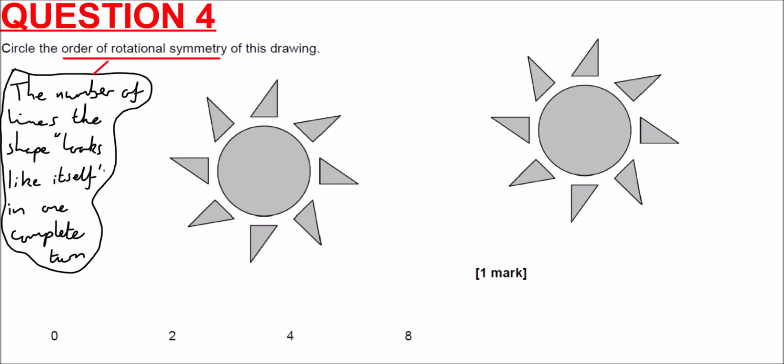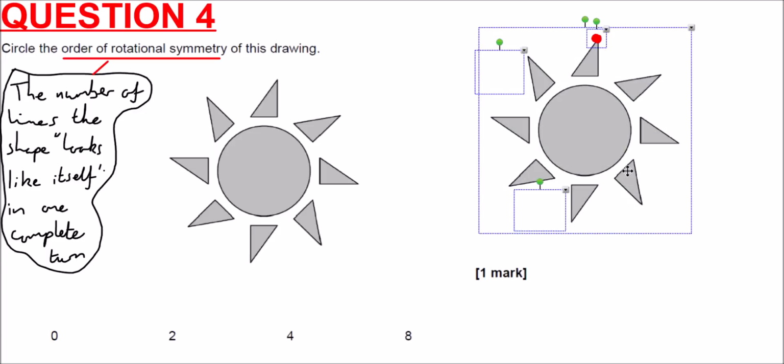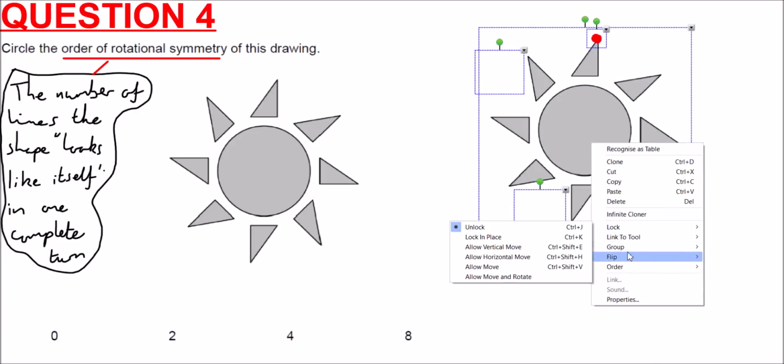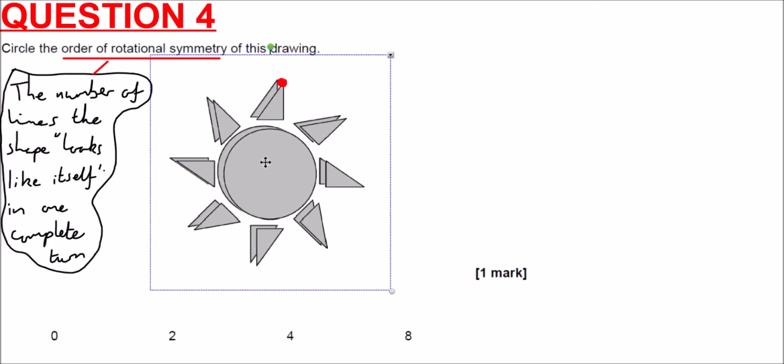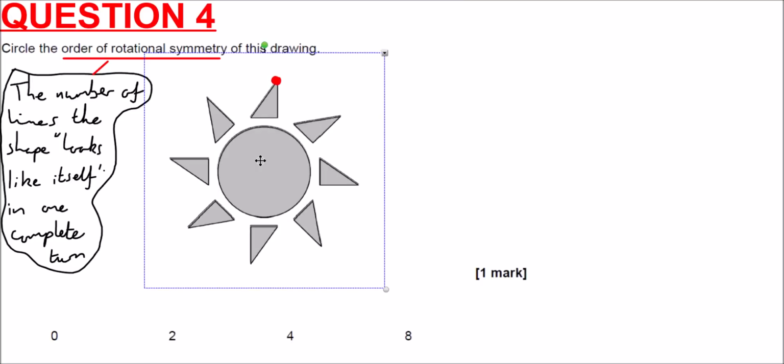And so if I just take this drawing here and put this with a red spot on top, what we're going to do is just superimpose this drawing on top of this one, and then we're going to see how many times this one looks like itself. So if we just group these together, there, you can see that it's on top.